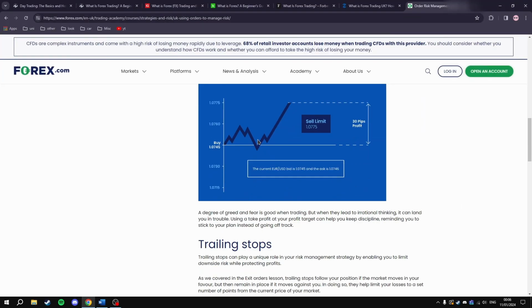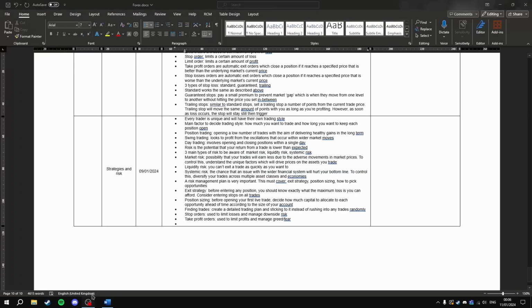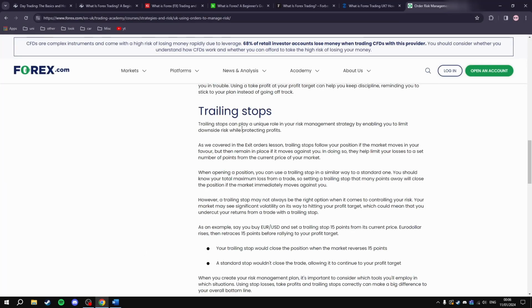Trailing stops. Trailing stops can play a unique role in your risk management strategy by enabling you to limit downside risks while protecting profits. As we covered in the exit orders lesson, trailing stops follow your position if the market moves in your favour, but then remain in place if it moves against you.